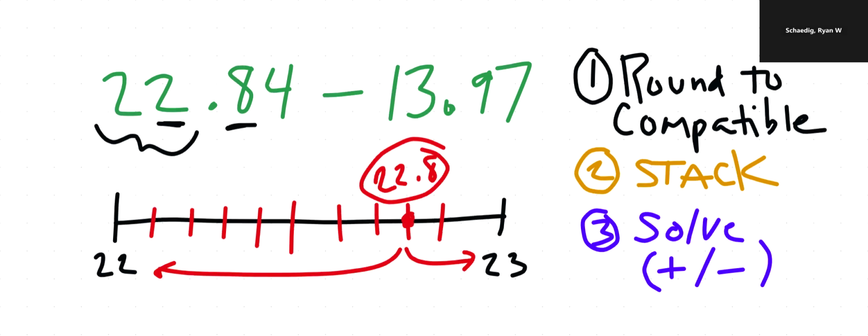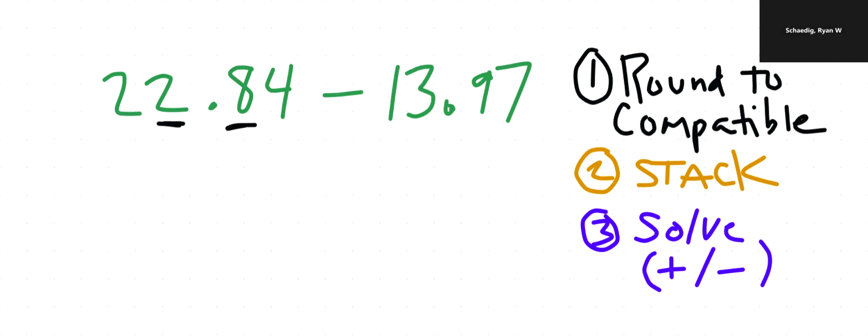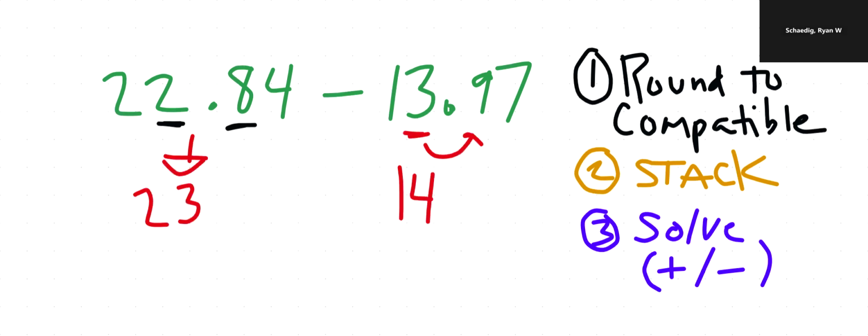So when I round this 22 and 84 hundredths, you can see what it's going to get me is 23. And then when I round this 13 and 97 hundredths, or like $13.97, that's really close to 14. Okay, so now I have a whole different expression because I am just using whole numbers. And that is the idea. I'm not going to worry about this.